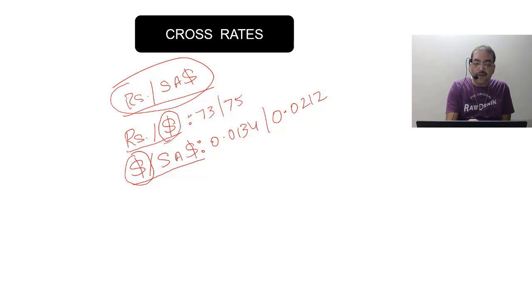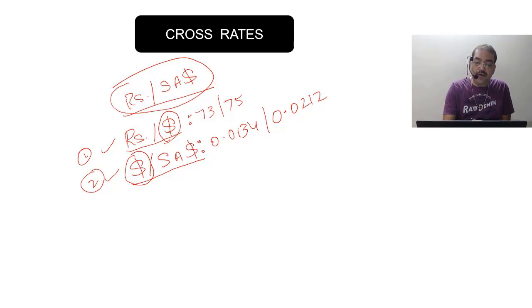First thing, I want rupees to dollar. So this rate has to be written first. This rate has to be written second. This is first, this is second. Why? Because rupees should come first. It is a left hand side currency. South African dollar should come second. That is why the arrangement of the rates should be done properly.